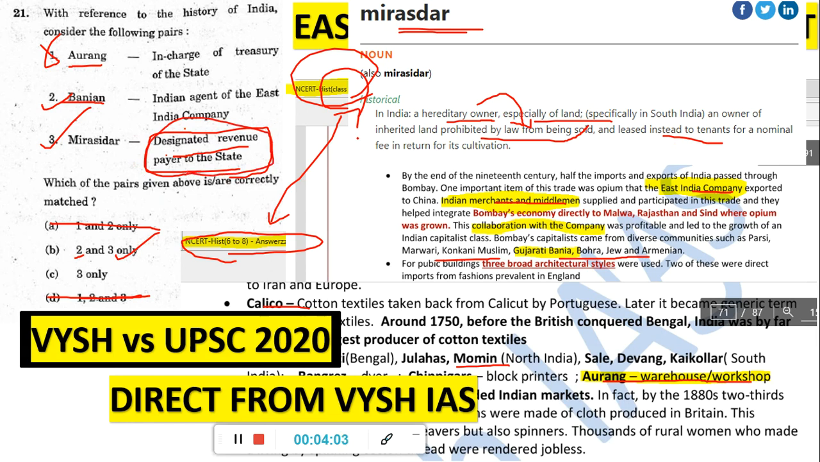And he said designated revenue payer to the state. So both these definitions, one is Google and one is UPSC, you have to learn by heart for Mirasidar, because in future it will come again. So Bania is trader, middleman, agent; Aurang is workshop or warehouse. So you have studied three terms.